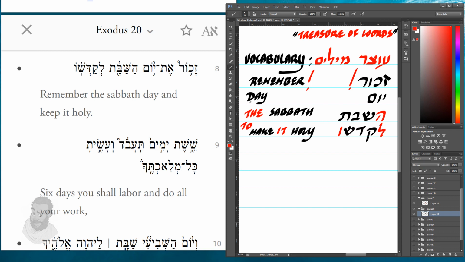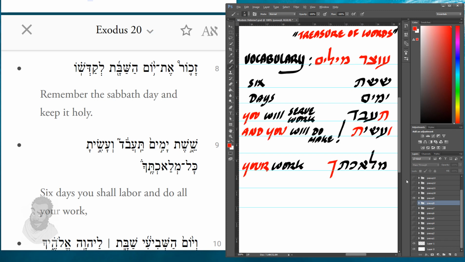So zachor, yom is day, hashabbath, the Sabbath, lekadsho, to make it holy. To make holy is kiddush. When the lamed is in front, it becomes lekadesh. And then you have the waw at the end, behind the shin, and it becomes to make it. To make holy it. That's how it's written in Hebrew.